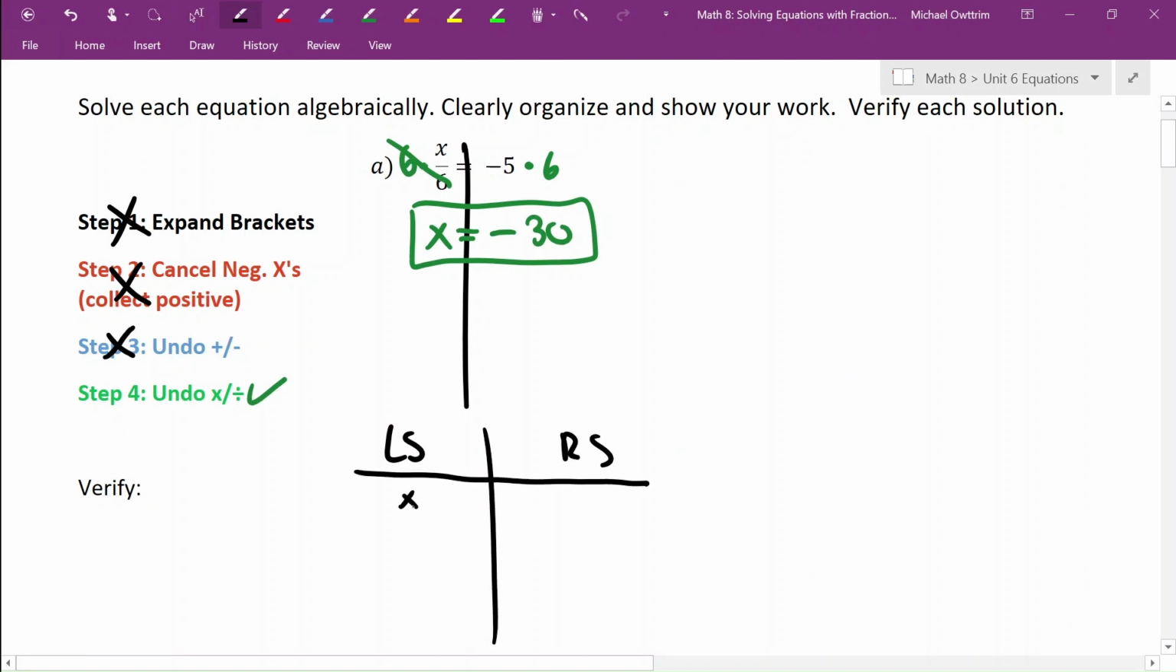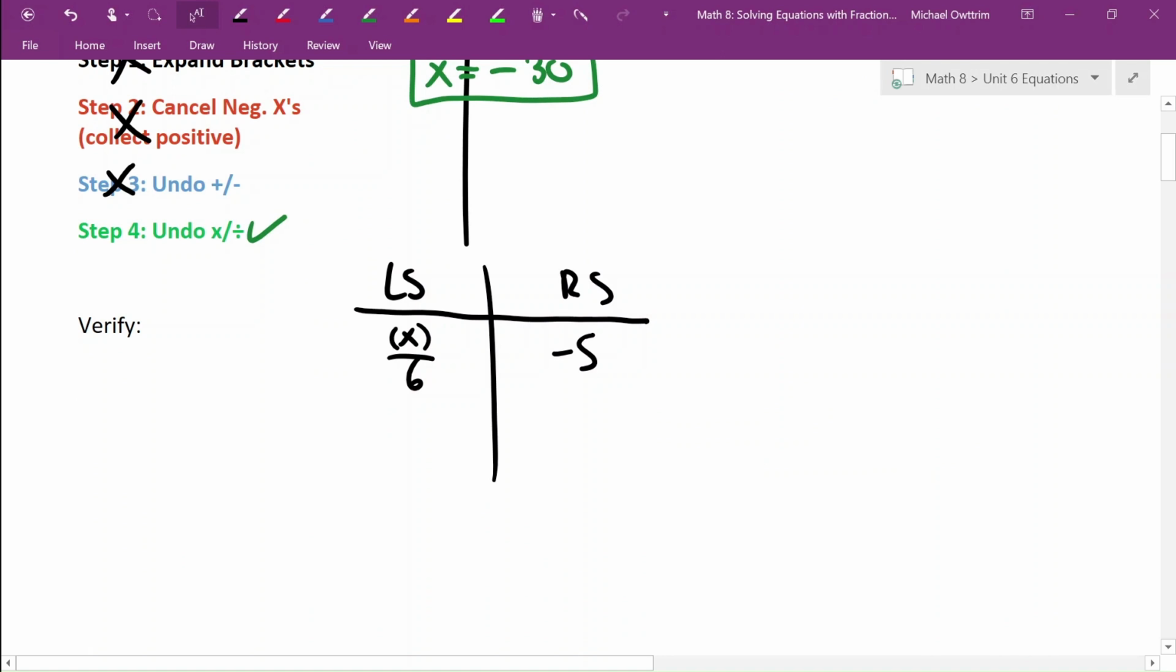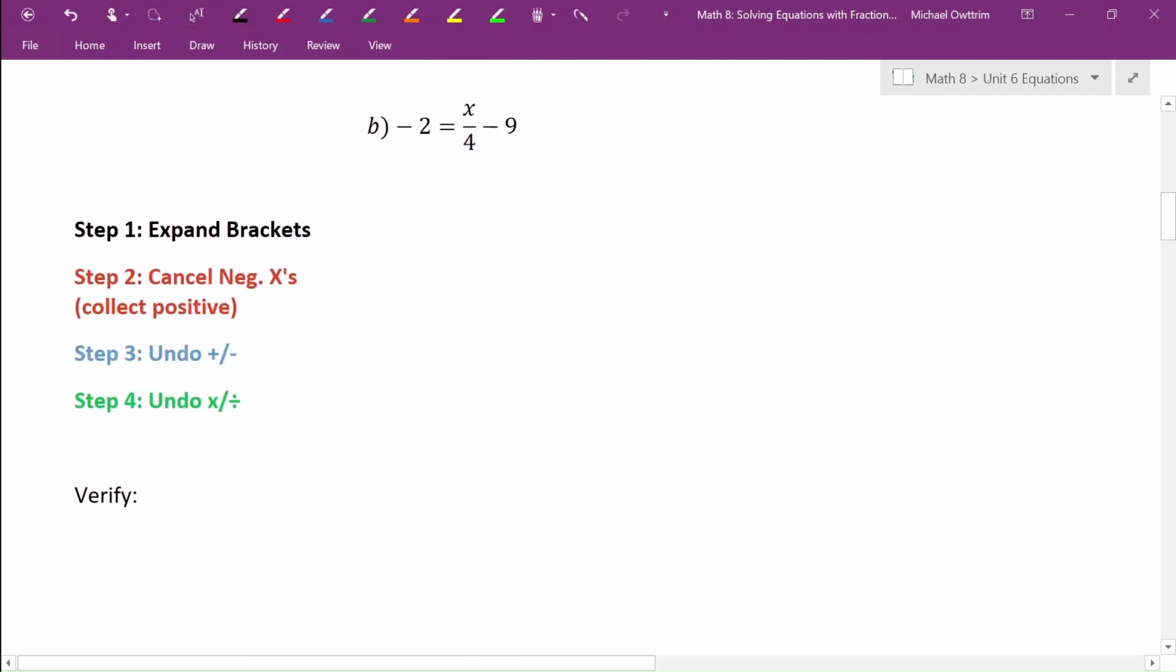To verify this, we want to check our original left side equals our original right side. The original left side was whatever x is divided by 6. The original right side was negative 5. When we substitute in that x is negative 30, and we do this division, we have negative divided by positive is negative, and 30 divided by 6 is 5. Since the original right side was negative 5, the left side does equal the right side, and our solution is verified.